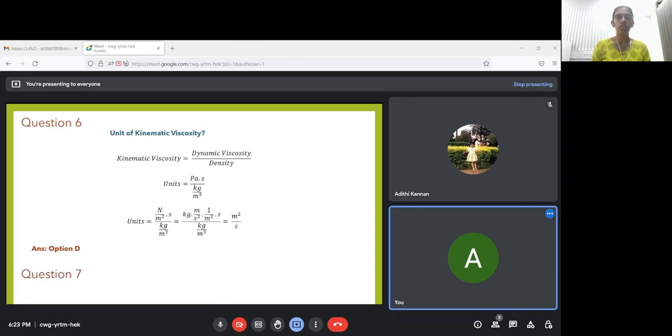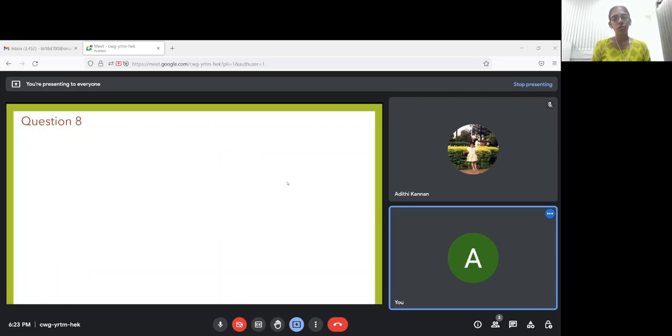Question 7 is asking about the relationship between kinematic viscosity and dynamic viscosity. That is given by the same formula. Kinematic viscosity is equal to dynamic viscosity divided by density. So the correct answer to this question is option B. Moving on to question 8.